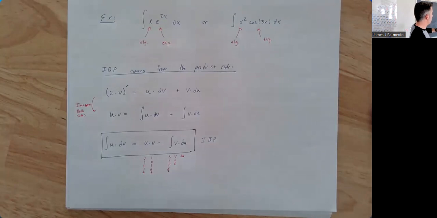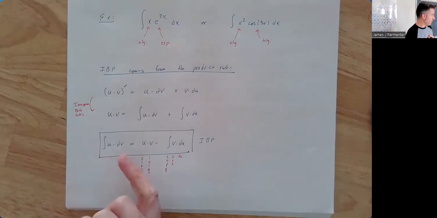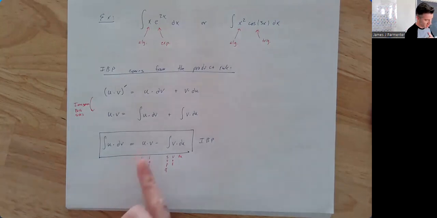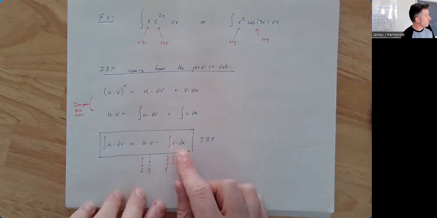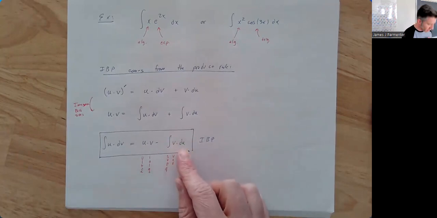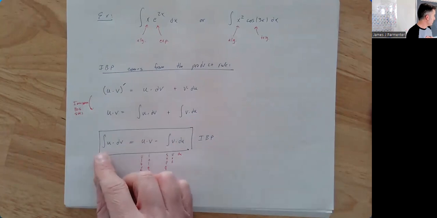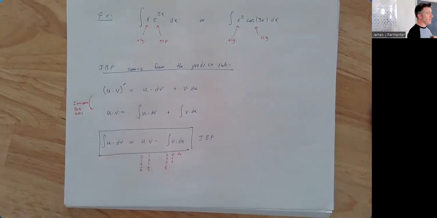The point here is that we're going to start with an integral that we call the integral of u times dv. We make a choice for u and a choice for dv so that when we rewrite the integral as u times v minus the integral of v du, the integral of v times du is something easier to anti-differentiate than the integral of u times dv. So we're still going to get an integral, but it's going to be an easier integral.